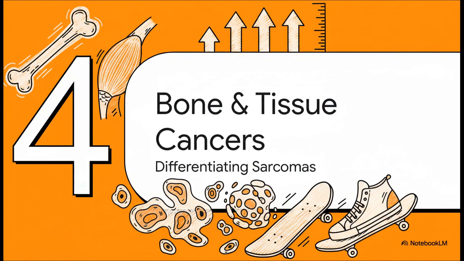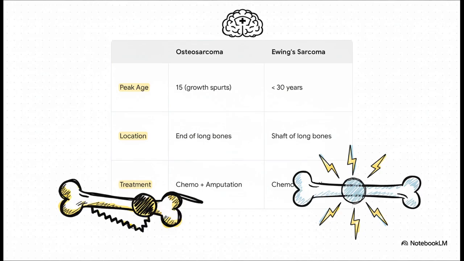All right, let's move on to our final category of cancers for this review. We're talking about those affecting bone and soft tissue. And you'll see these often pop up during the teenage years, right when kids are hitting those major growth spurts. Okay, the two big ones you've got to know here are osteosarcoma and Ewing sarcoma.